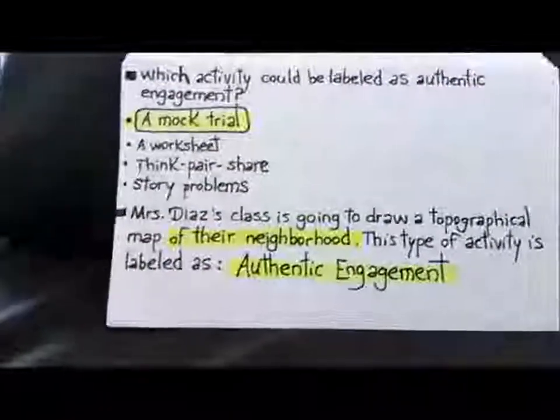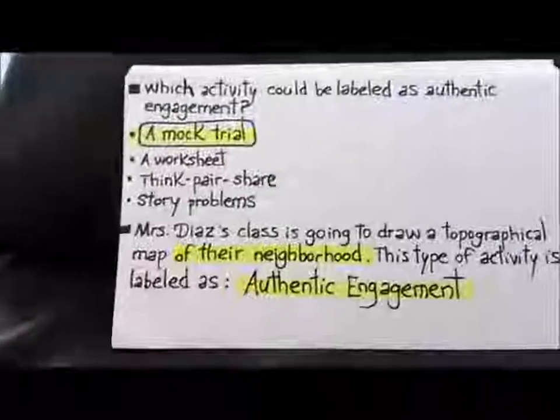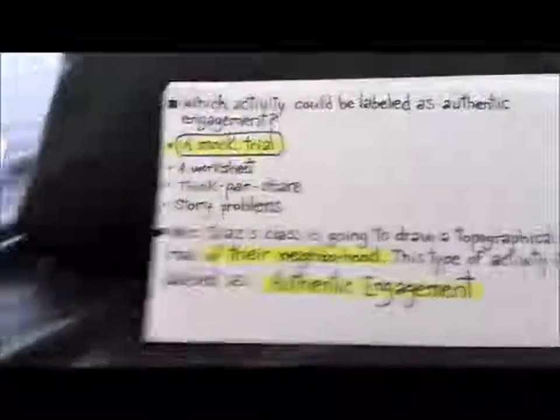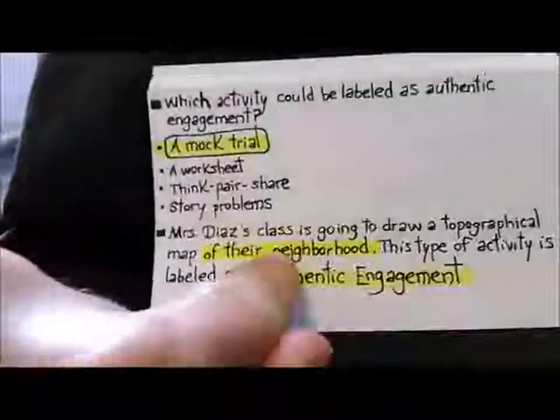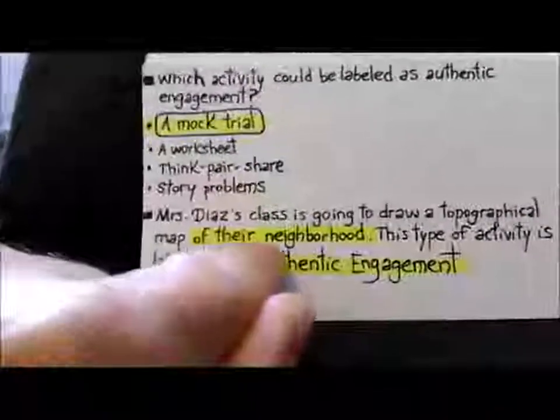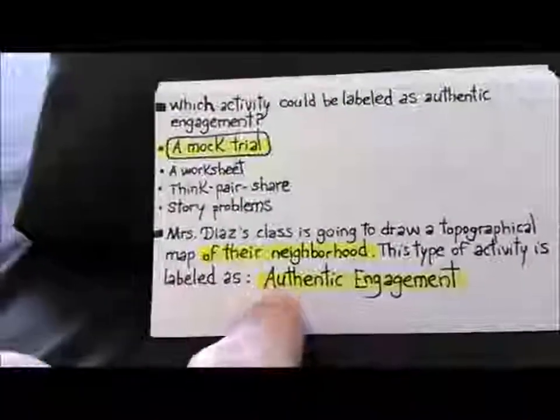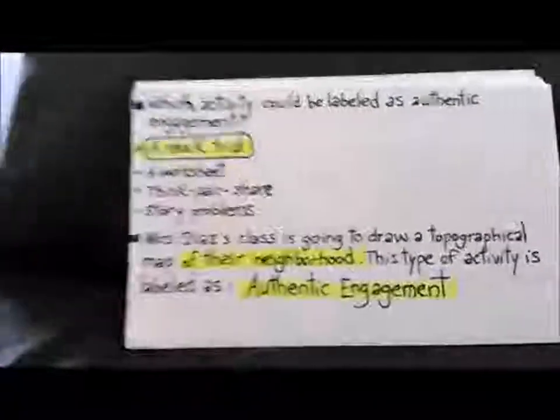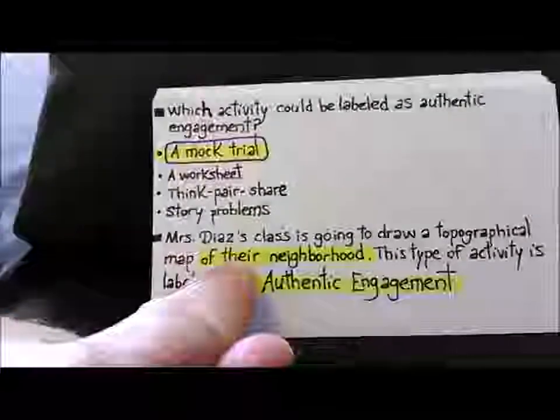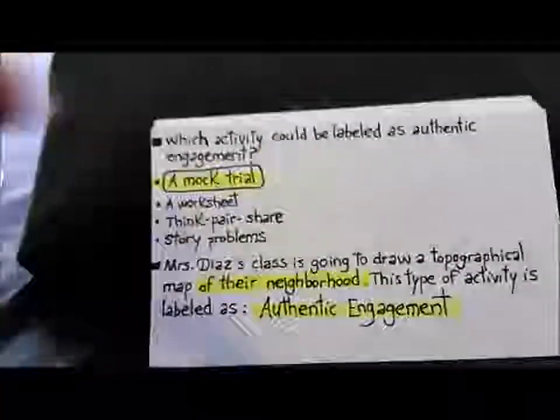Okay, Mrs. Diaz's class is going to draw a topographical map of their neighborhood. This type of activity is labeled as authentic engagement. It is authentic because it's about their neighborhood. So, it's more authentic.